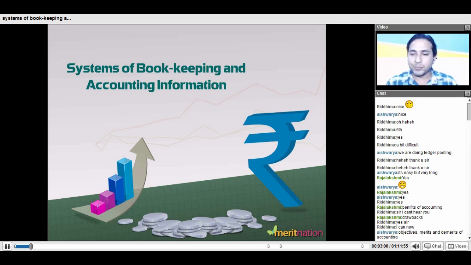Aishwarya is saying objective, merits and demerits of accounting. Okay, fine. Yes. So let's now start with the system of bookkeeping. In the last class we have already learned about bookkeeping and the difference between bookkeeping, accounting, and accountancy. In today's class we are going to carry forward the knowledge of bookkeeping, and we will be learning what the systems of bookkeeping are.